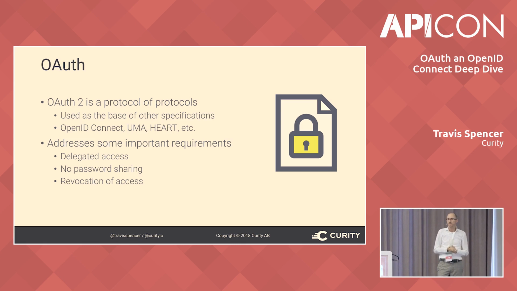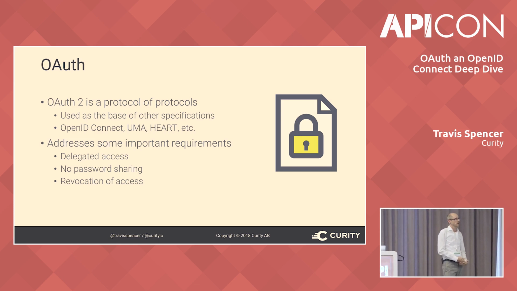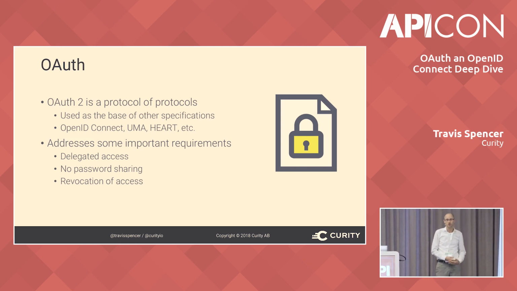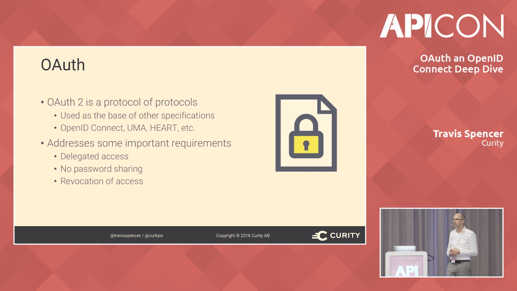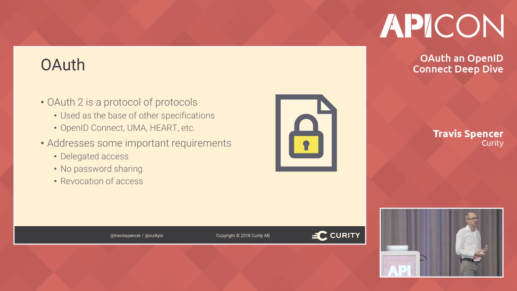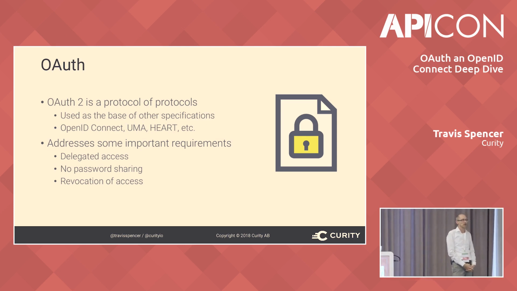And examples of standards that build on top of OAuth are things like OpenID Connect, which I'm going to look at a lot, but it can be other things like HEART or UMA, and there are others. So this is a sort of framework that can be used. As a consequence, there's a lot of leeway in there. So just saying we are doing OAuth is probably not always accurate. And so we'll look in more detail at what that means.